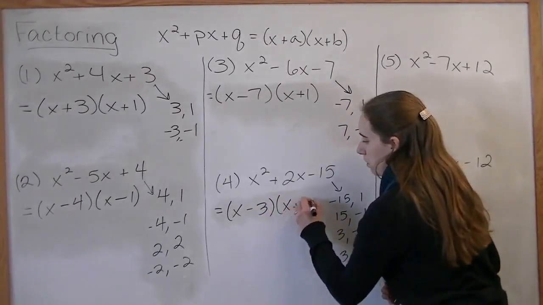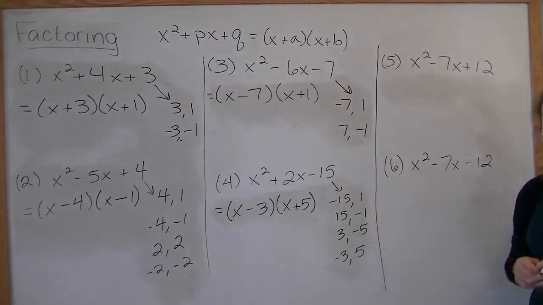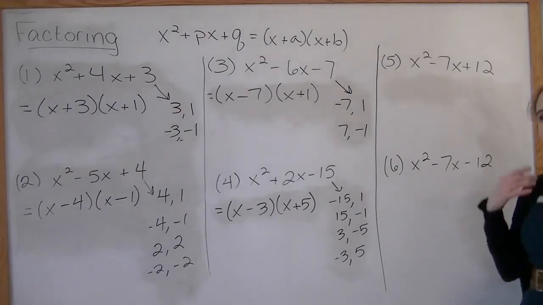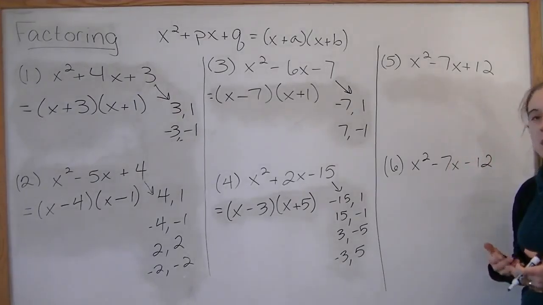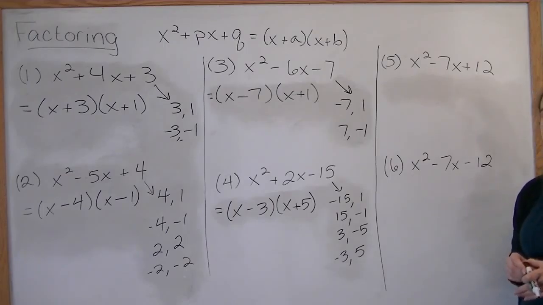times x plus 5. Now if you're getting comfortable with doing this without writing all the pairs down, and you can kind of figure it out in your head, as long as you're being careful, especially with negatives and positives and making sure you're putting them with the right numbers, you don't need to write all this out. I'm kind of going step by step by step here.